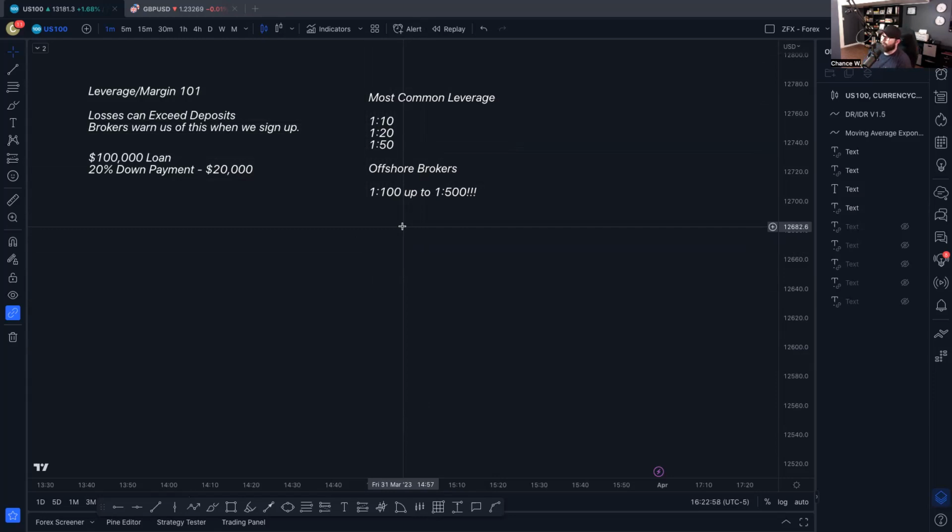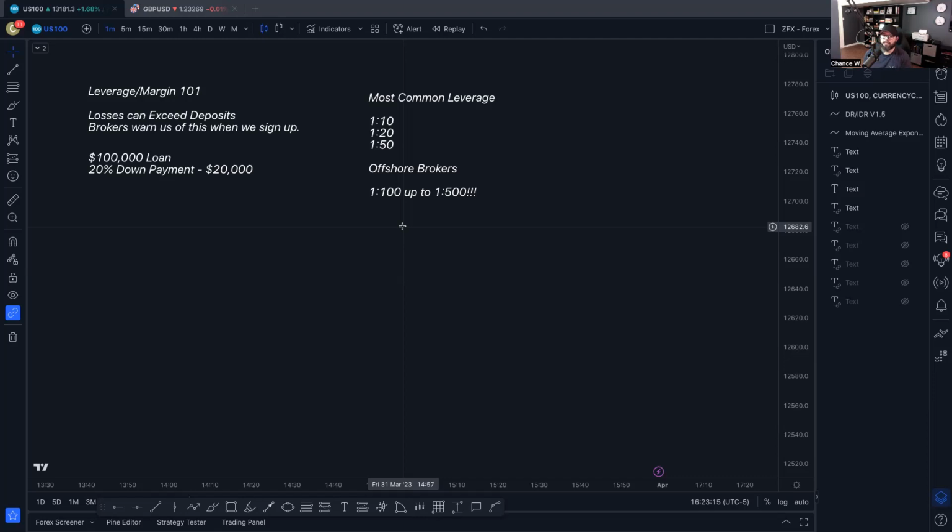Something to note for all my US friends: US brokers here in the US, we can only go up to 1 to 50. That is the law. So some brokers might be 1 to 30. They might actually have some assets that are 1 to 1 or 1 to 10.